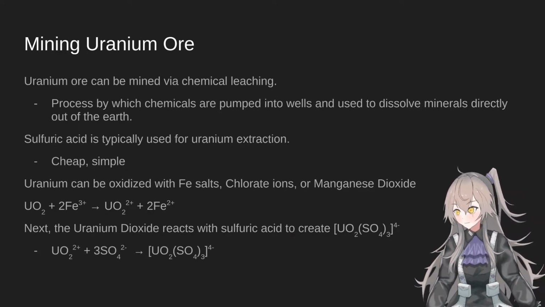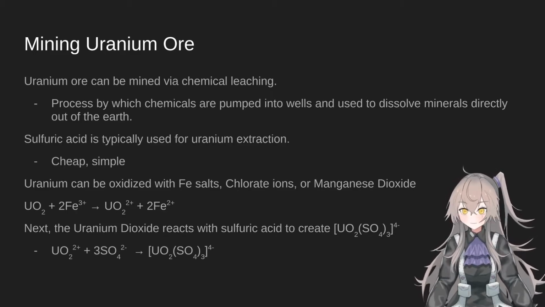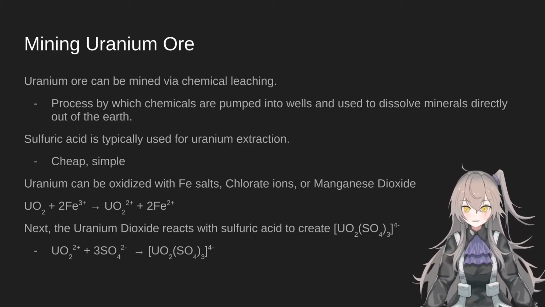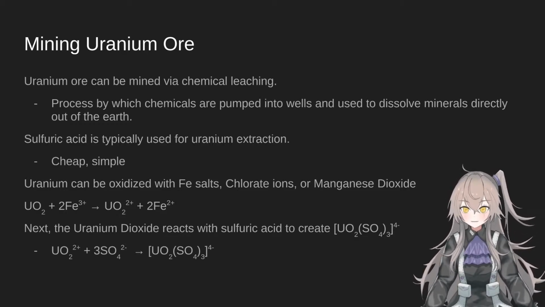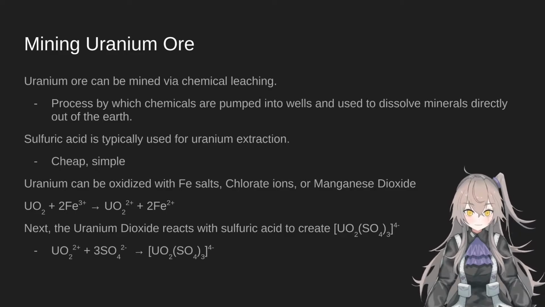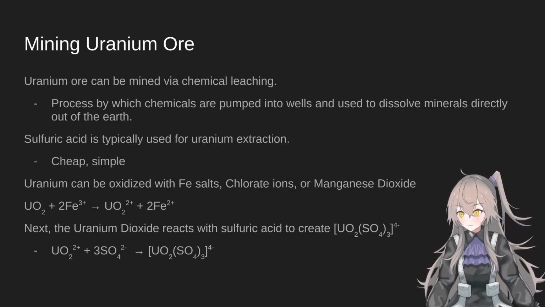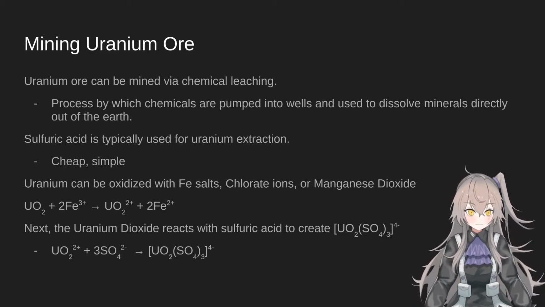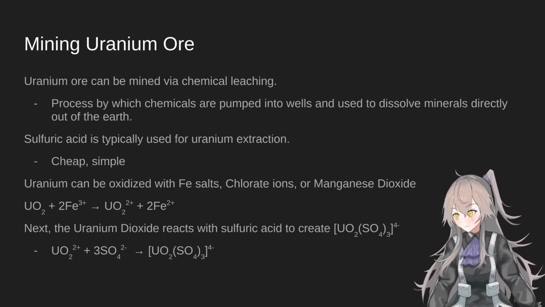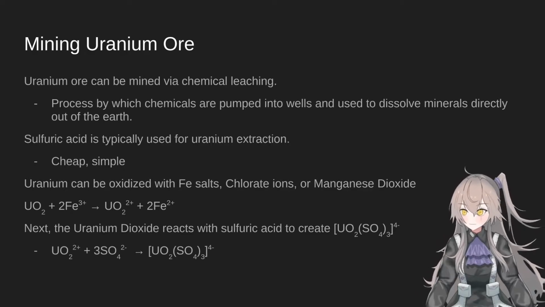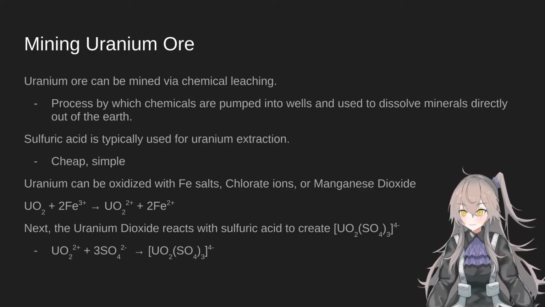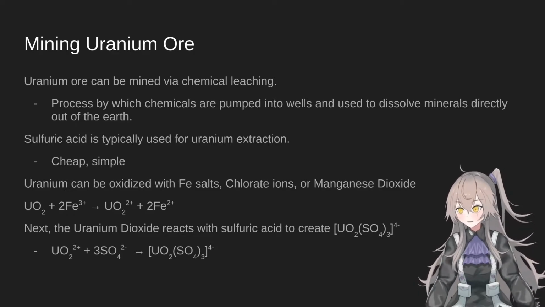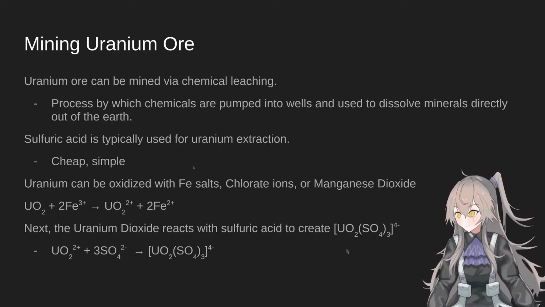Now, uranium ore needs to be mined from the Earth, and this is done in a fashion typical of a lot of minerals. In this case, it is chemical leaching. Chemical leaching is pretty often used, and this is the process by which you pump chemicals into a well, and these will dissolve the minerals directly out of the earth. Typically you'll use sulfuric acid for uranium extraction because it's relatively cheap and simple. You can get sulfuric acid as a drain cleaner, and it's really not that expensive.